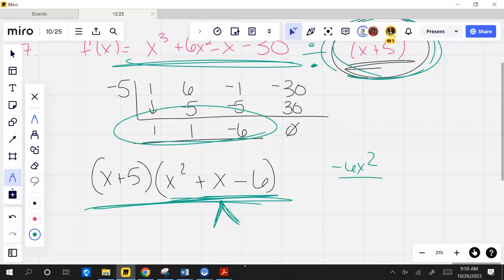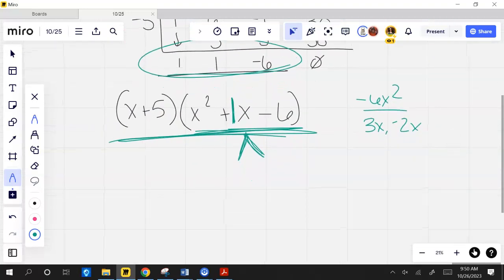Y'all can do this. Backwards. Positive 3 and negative 2, and the reason is it's got to add to a positive 1, right? So unit 1 comes back. I told you it never goes away.